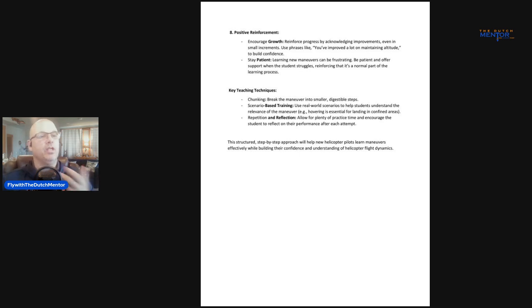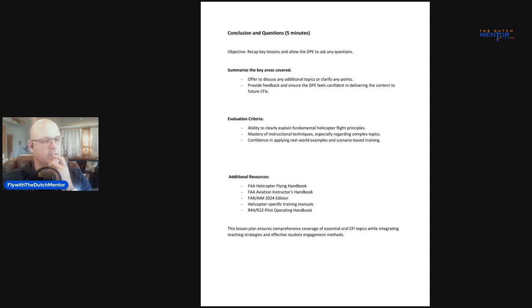And then, of course, the key teaching techniques at the end of the day. This, we call chunking, is breaking things down into smaller components. And hovering is one of those examples we talked about, right? Start with the cyclic, and then the collective, and then the pedals. But you can do that through all of that. Make it scenario-based so it's easier for the student to remember what it is that you're doing, right? And repetition and reflection allow continuous growth and development of the student itself.